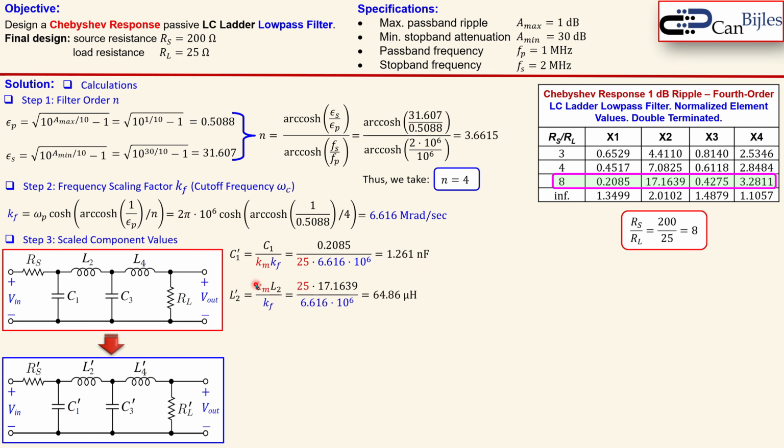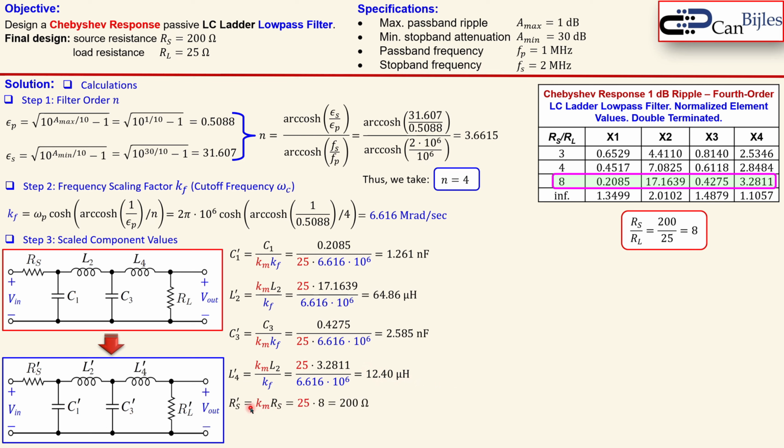And for the inductor, we use this formula. So we have now the Km in the numerator, and we use also the scaled normalized value from this column, x2, and then calculate this again using the frequency scaling factor. We get now here 64.86 microhenries. Now C3 is similar to the C1, so use now this normalized value. You get now here 2.585 nanofarads, and L4 is similar to the L2. In this case, you get now 12.40 microhenries.